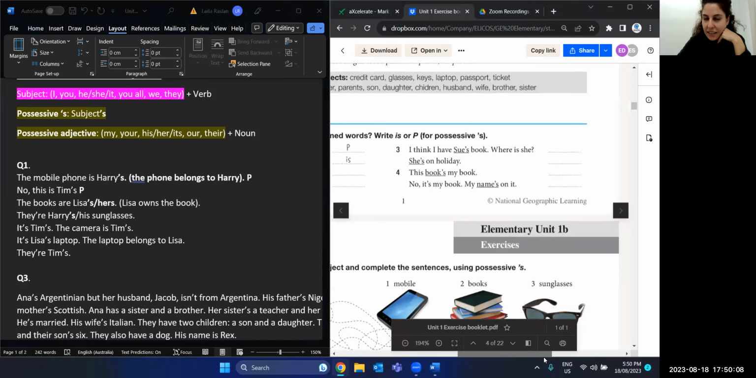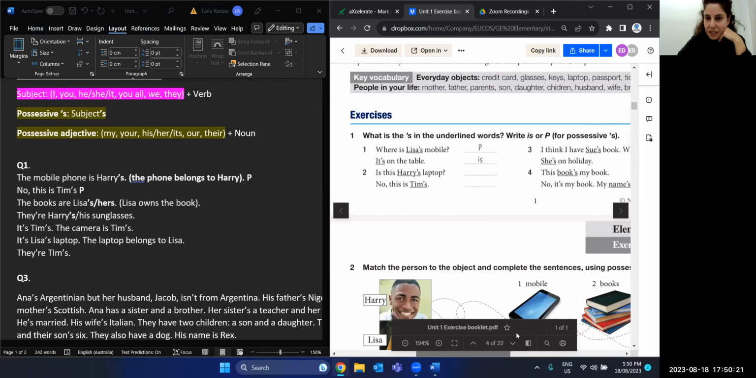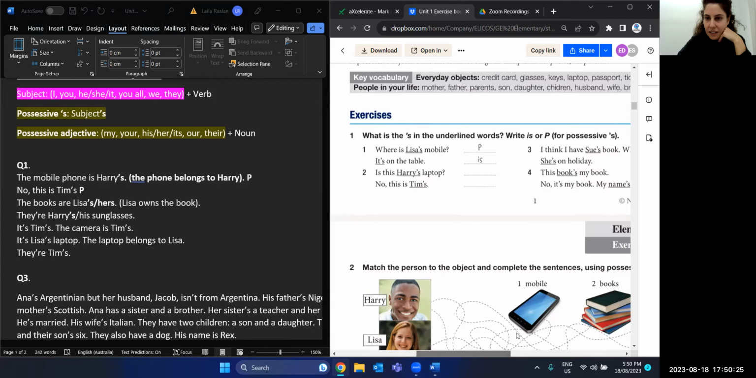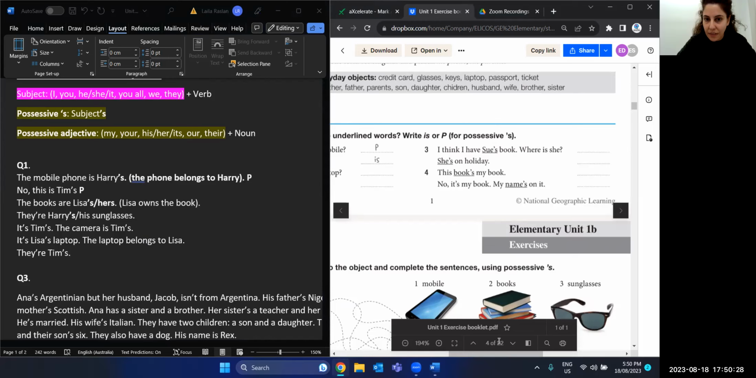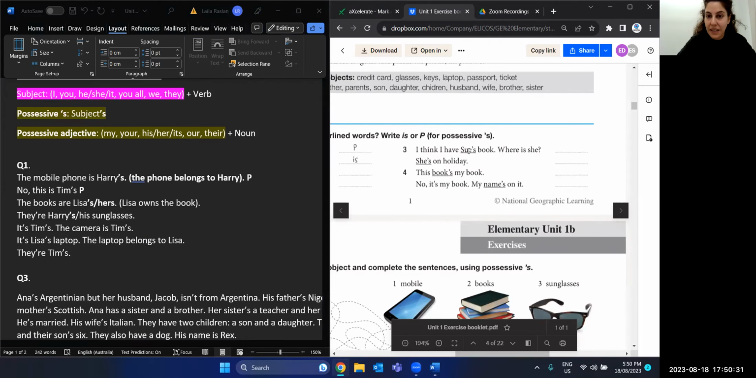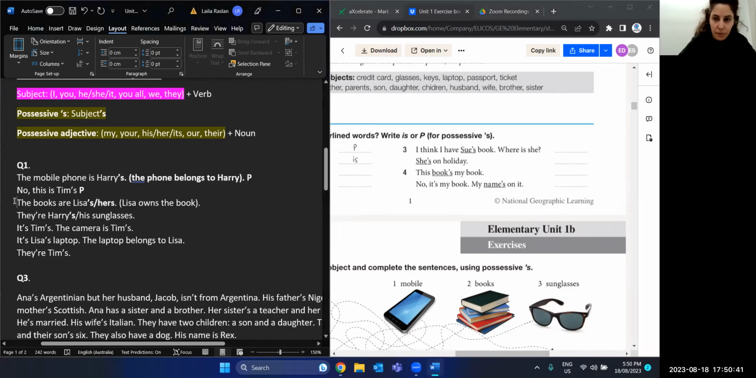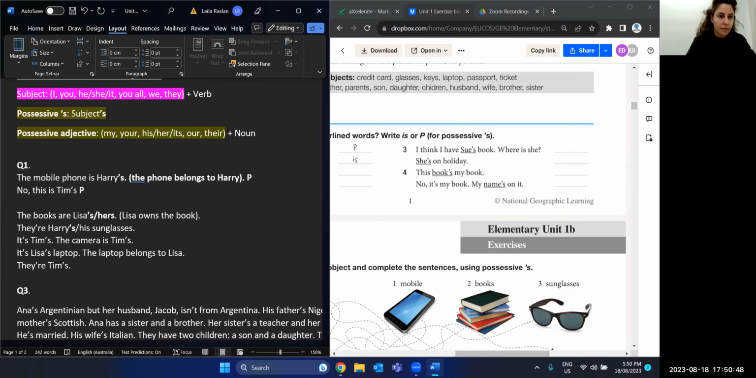Number 3, I think I have Sue's book. Where is she? Yeah, Sue's book. And we have an is here. Where is she? What is the S in the underlined word? We have to look at the underlined word. So yes, P. I think I have Sue's book. I think I have her book. So Sue's is possessive.